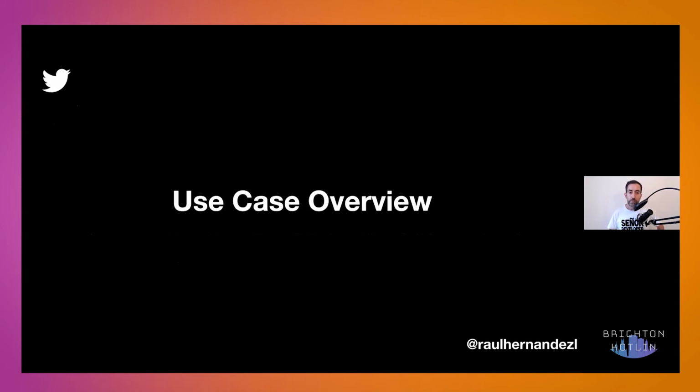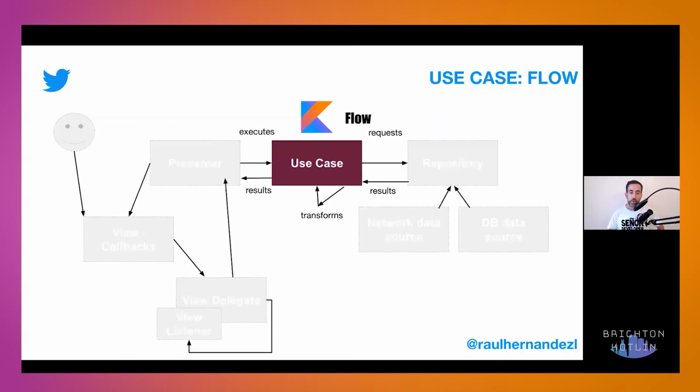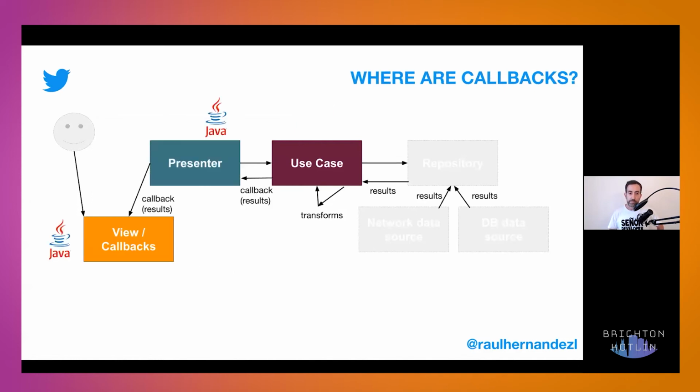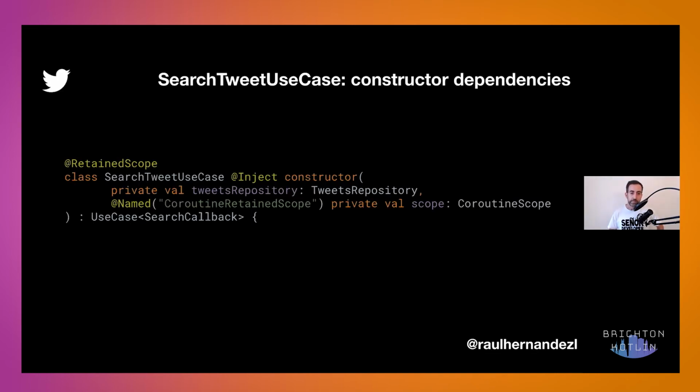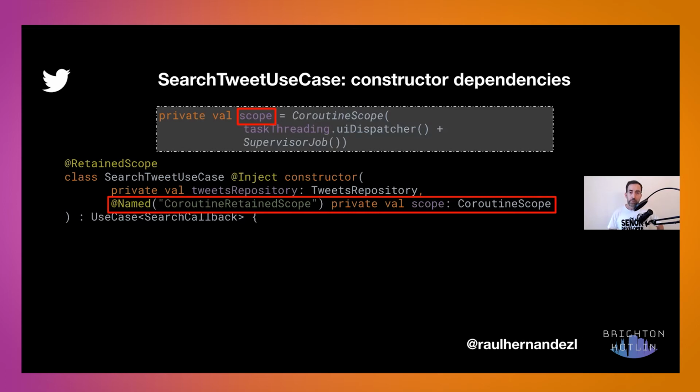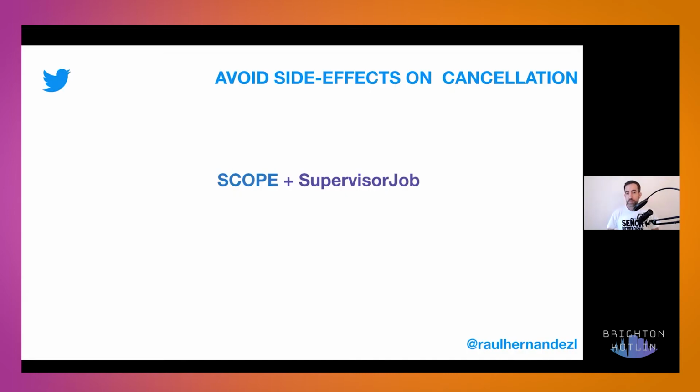And now let's see what we have for the use case overview. So we're going to collect the flows. The flow is going to be passed, firstly, with the callbacks. And now the use case. The implementation of the callback is a use case with a callback as a parameter. We have the tweet repository and then the coroutine scope. And the scope that they use is basically a UI dispatcher with a supervisor job. And why a supervisor job? The answer is here, to avoid side effects on cancellation. Because in my case, I can have more than one thing behind the scenes.